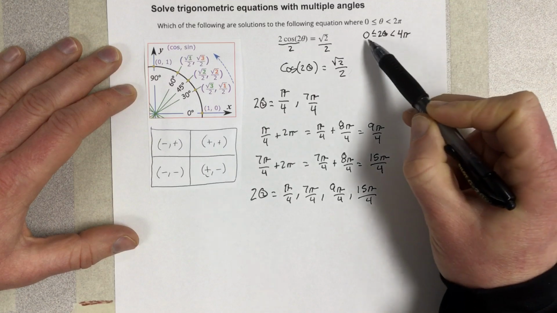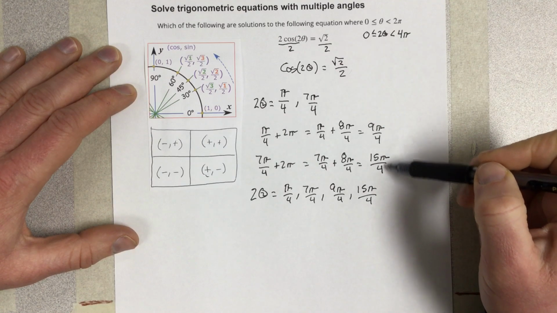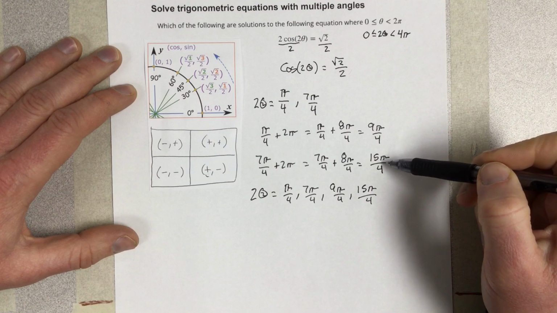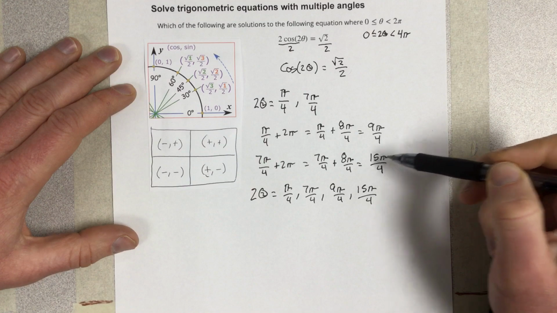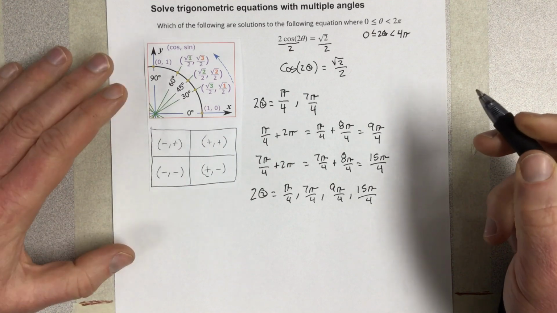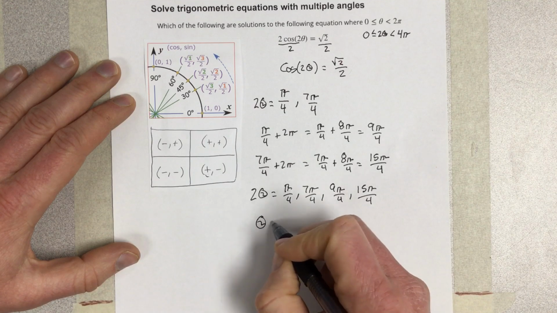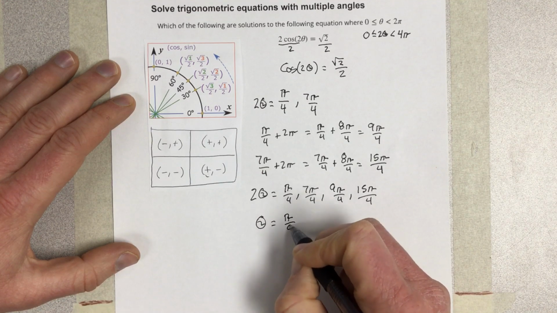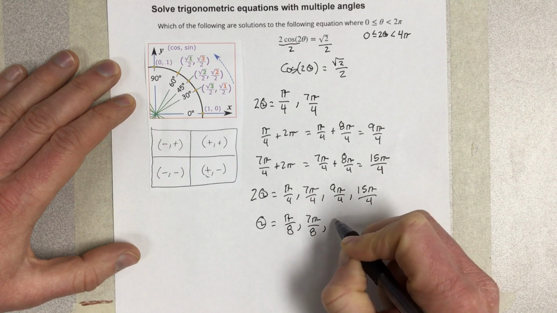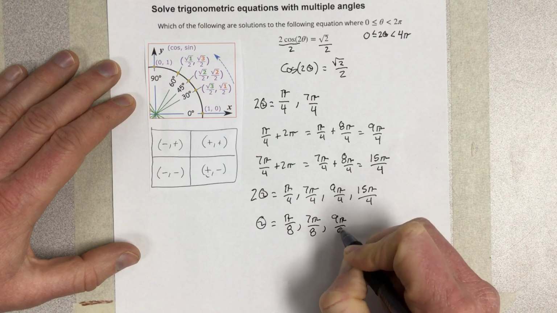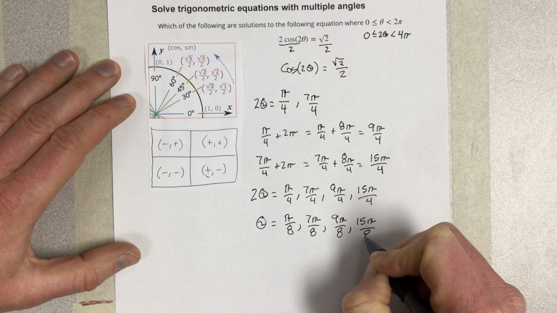Because this is between 0 and 4 pi, right? And you can see that this is within 4 pi because 16 pi over 4 would be 4 pi, so 15 pi over 4 is within that range. Let's divide everything here by 2 so we can figure out what theta is, and theta would equal pi over 8, 7 pi over 8, 9 pi over 8, and 15 pi over 8.